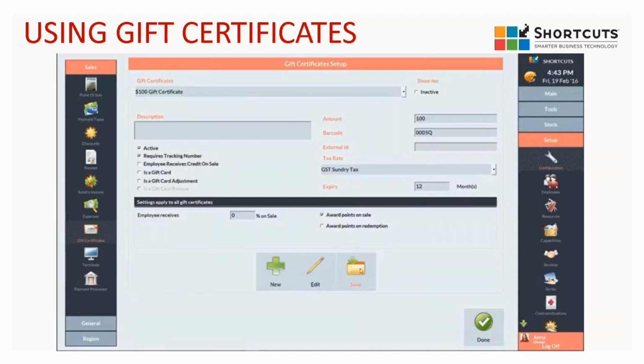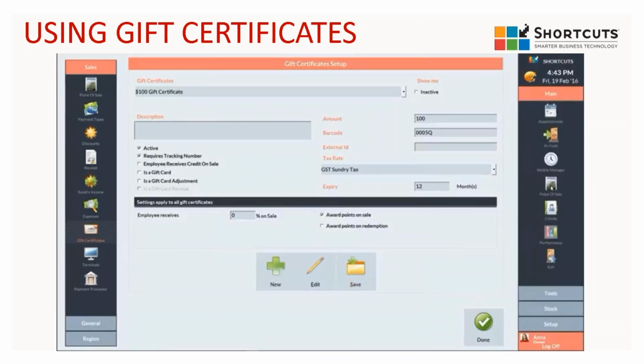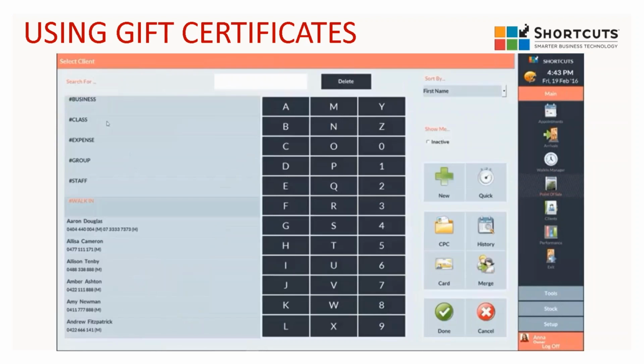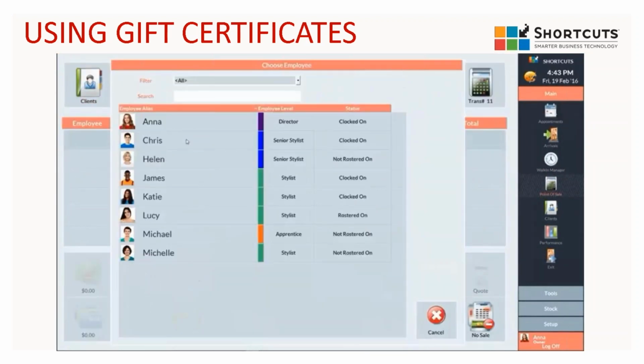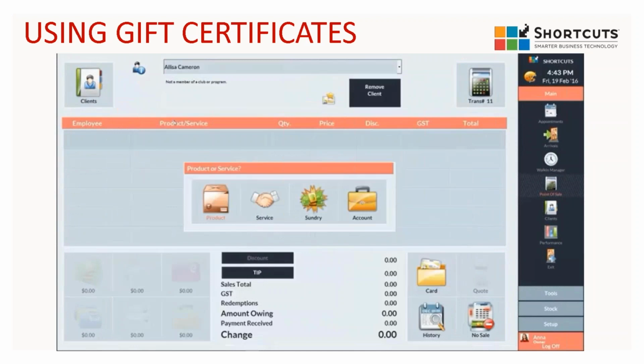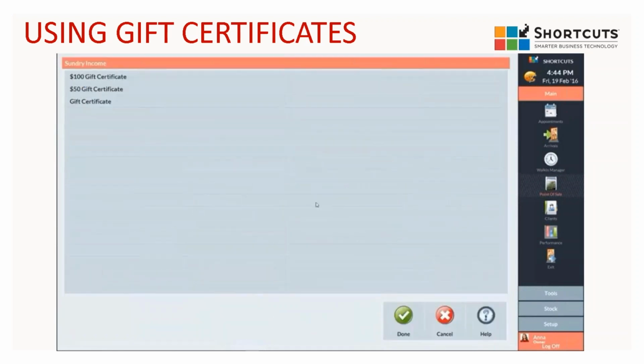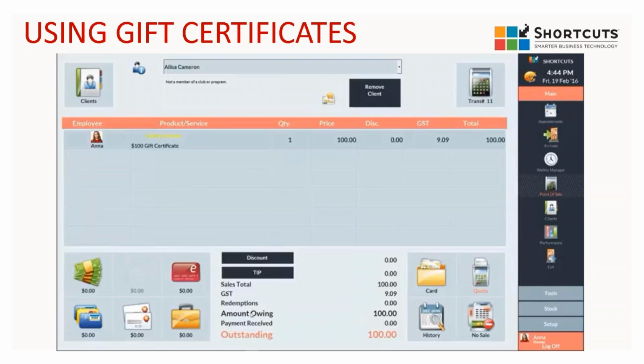And then save, and then that's all set up. So now if we go to the point of sale and click on a free sale line, we're going to put Anna. Again, you guys, you can also put that against business. We're going to go to Sundry and we're going to choose that $100 gift certificate.